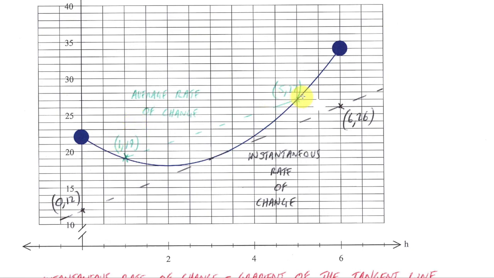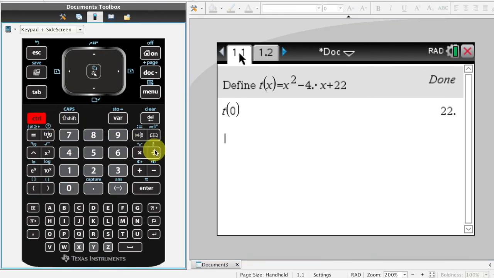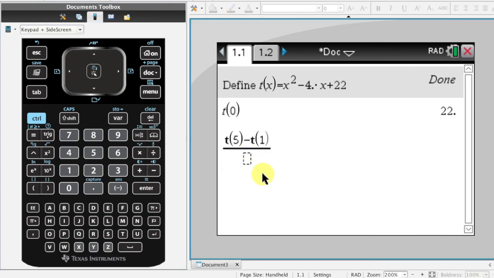So on my CAS calculator, then it's going to be looking like this. Bring up the fractional template. I want the change in temperature, so that's going to be T of 5 minus T of 1. So that's the change in temperature between the 5 and 1 hour marks over the change in time, which is 5 take away 1. And I get a rate of change of 2 degrees per hour.